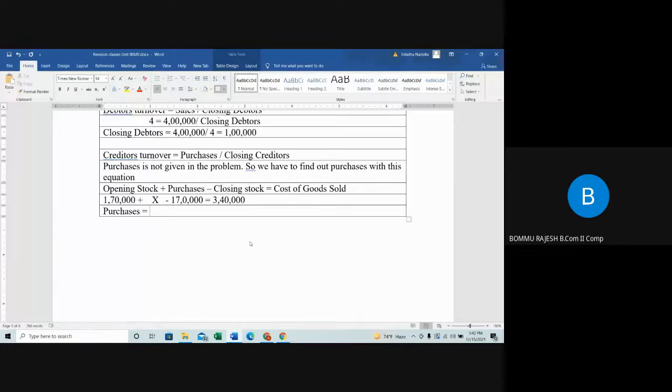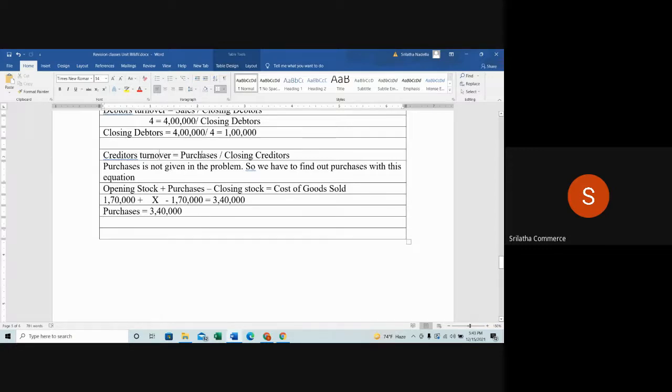Three lakhs 40,000. Purchases 3,40,000. One lakh 70,000 to be added, 1,70,000 to be deducted. Ultimately, it will be... now we got purchases. Now next, what do we do?